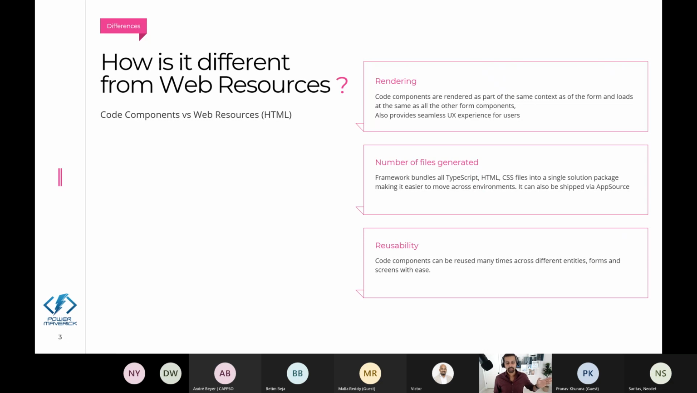what is the difference between a code component created using PCF and a web resource, an HTML web resource. There are a number of differences, but I'm highlighting some of the main differences here, which is the rendering. When the code components render, they are rendered as part of the same context as the form, whereas web resources are loaded after the form is loaded. So your loading time or rendering time is reduced when you're using code components.